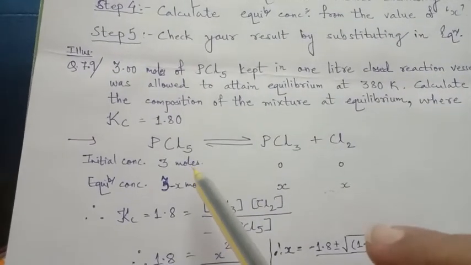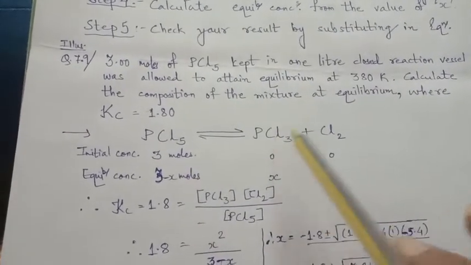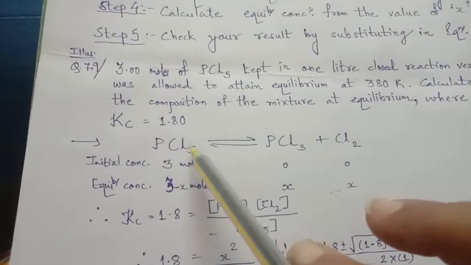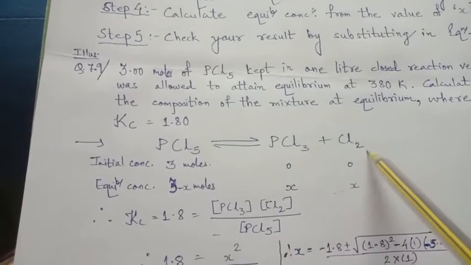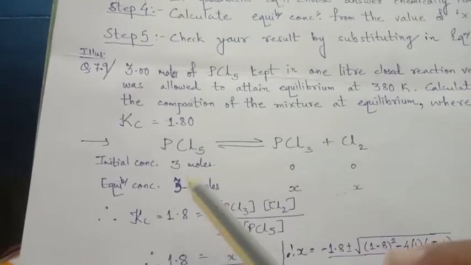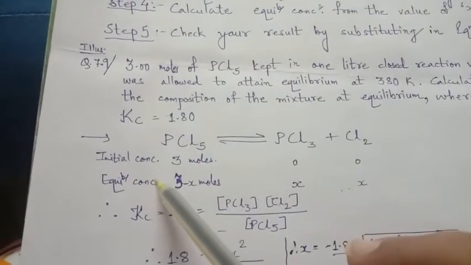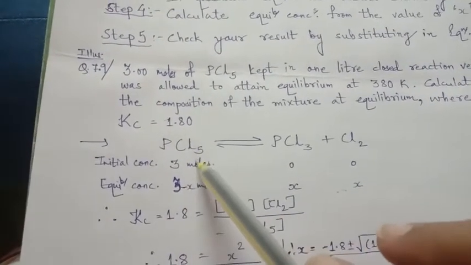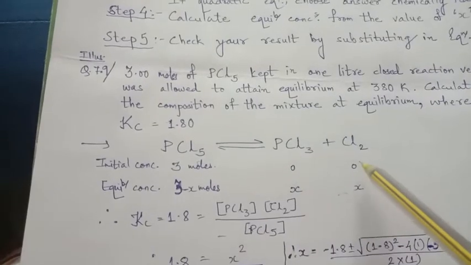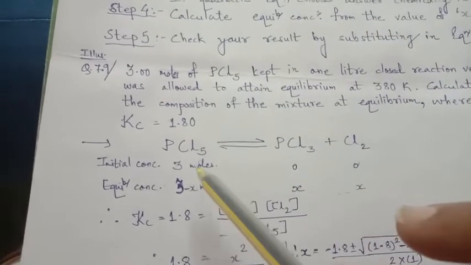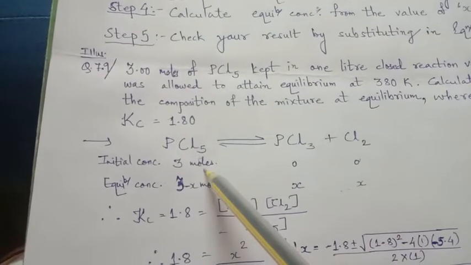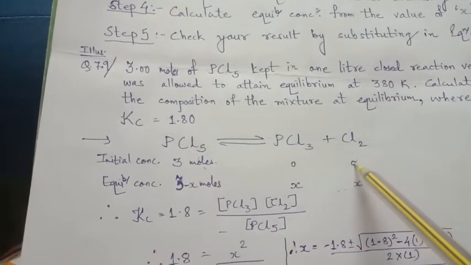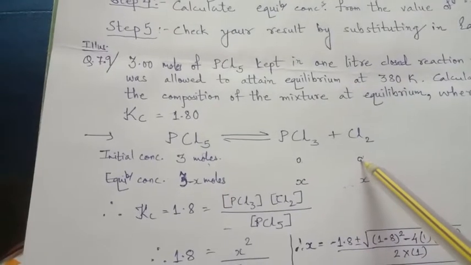PCl5 reacts and gives PCl3 plus Cl2. One P atom, Cl5 on the left, 3 plus 2 on the right, so it is balanced. Now the second step, write the initial concentration. As I told you, initially only the reactant will start reacting, so the product will be just 0. So 3 moles at the initial will start reacting, and at that time the product has initial concentration 0.